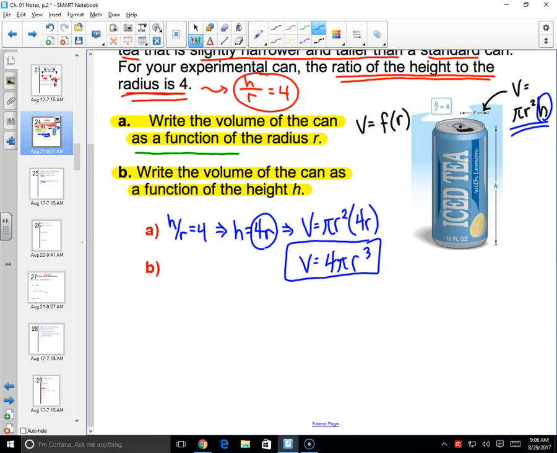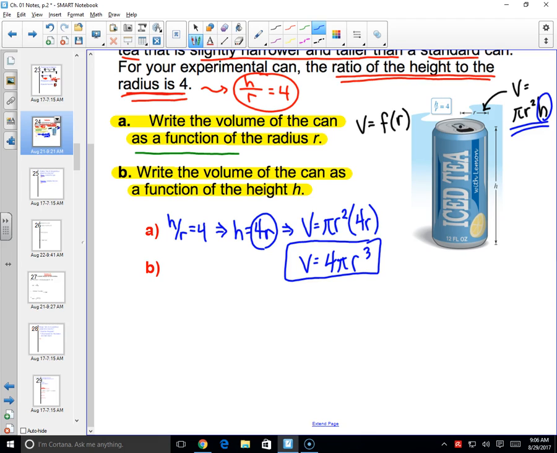Yes. And some of you are like, no, there's a 4 and there's a pi and there's a cube. No. What's the only variable in this side of the equation? R. Good. I have volume as a function only in terms of the variable r. All the rest are like coefficients and powers, and that's okay.